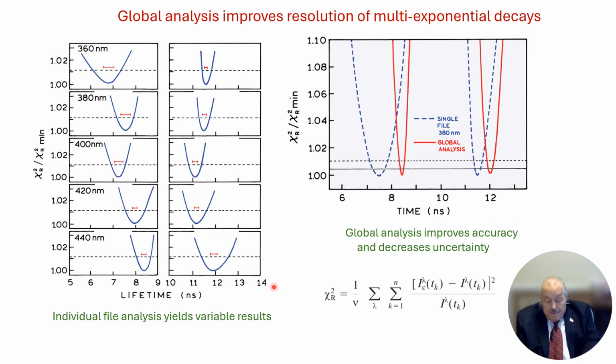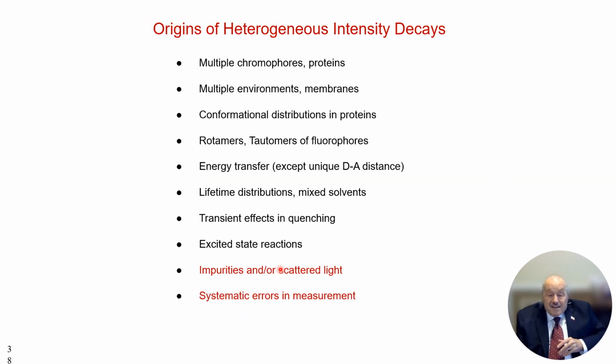So anyway, now we're coming to the end of this talk that's longer than all of the others. And the last thing, as it closes: what are the origins of multi-exponential decays? We've been talking about them. It can be multiple chromophores. The proteins can have multiple tryptophans. You can have probes in different environments, say some partitioned into a membrane and others not partitioned into the membrane. Different conformations in the proteins. Rotamers of the fluorophores, each with a different contribution.